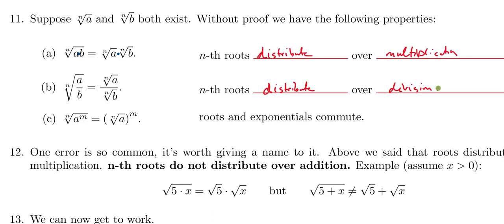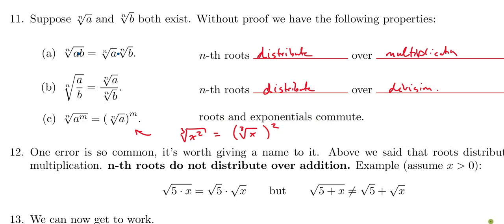And then we have this last property that says taking the nth root of a to the m is the same thing as taking the nth root of a and then raising that result to the mth power. This one's a little bit of alphabet soup, so let's clarify this. An example of this might be if we were to take the cube root of x squared, that's the same thing as the cube root of x, squared. And so what we're saying here is that roots and exponents commute with one another.